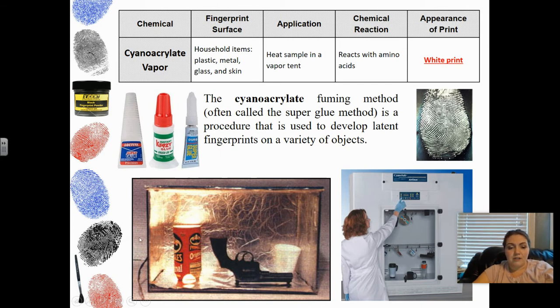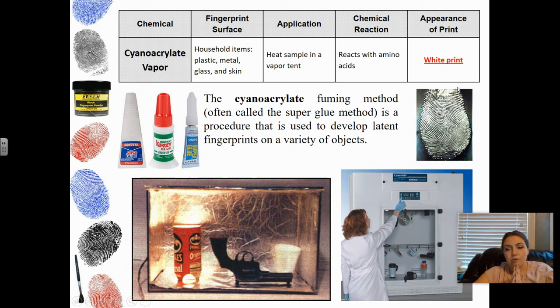Heat sample in a vapor tent. So usually you're holding the vapors inside this fuming chamber. Here's a much nicer fuming chamber in this picture over here. It reacts with the amino acids in our fingerprints again. So same thing that the anhydride reacts with. This also reacts with the amino acids and the proteins from the oils from our fingerprints. But the appearance turns out to be this white print.